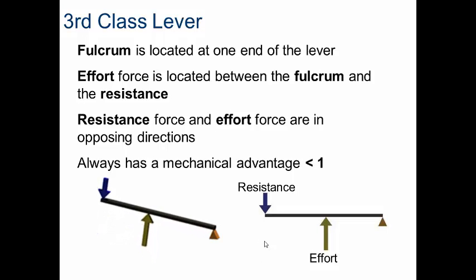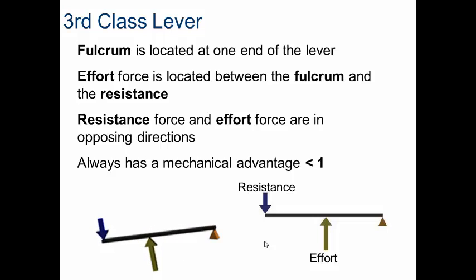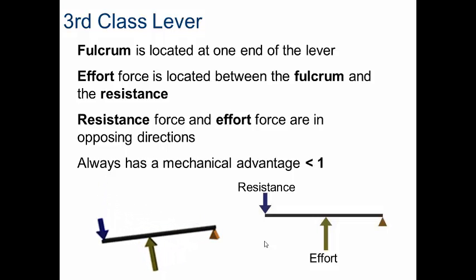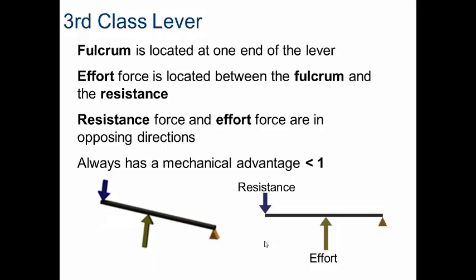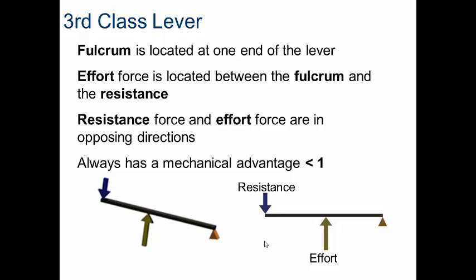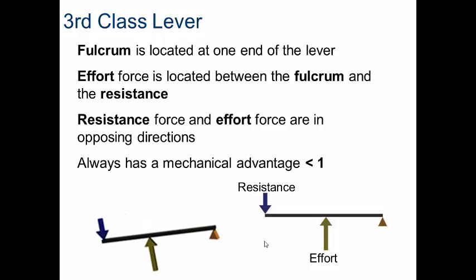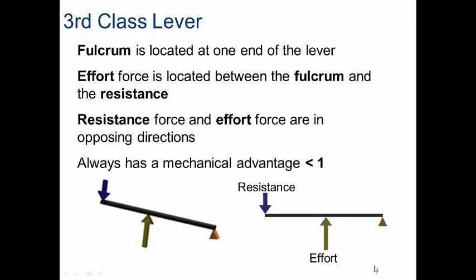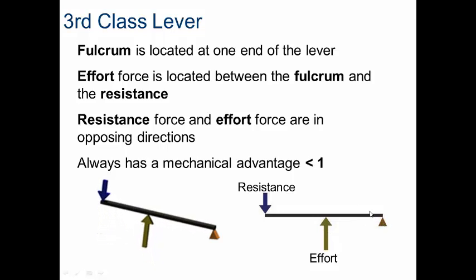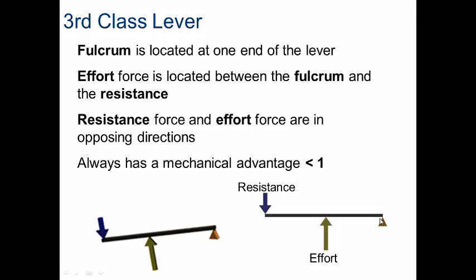With a third-class lever, the fulcrum is located at one end of the lever, the effort is located between the fulcrum and the resistance, and the effort and resistance forces are in opposing directions. A third-class lever is always going to have a mechanical advantage less than 1 because the distance from the effort to the fulcrum is smaller than the distance from the resistance to the fulcrum.